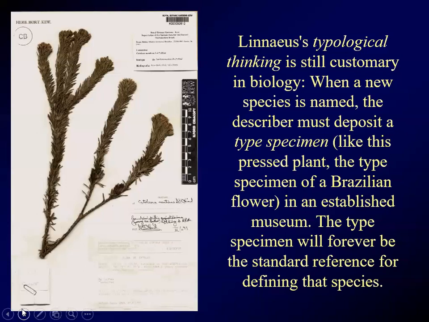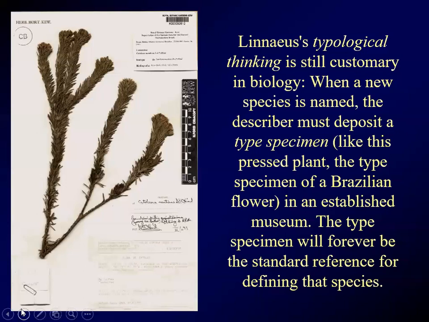So this typological thinking: you find what you think is a new species of plant, you study the heck out of it, you describe it very precisely, you compare it with descriptions of everything that might be like it. If you still think it's a new species, if it doesn't match anything that's already known, you write an official description of the new species. And if it's plants, you still have to write your description in Latin, although you'll also write a fuller description in English or whatever your native language is. And you have to deposit what's called a type specimen.